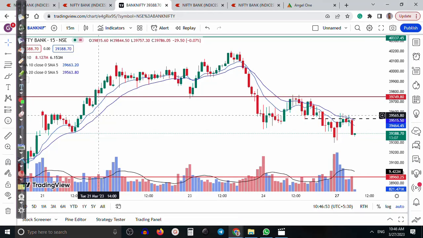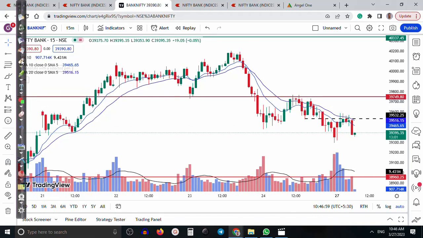Alright guys, in this video I'll show you exactly where I will enter in Bank Nifty. So let me explain first. Bank Nifty is running a downtrend. It's a clear downtrend, creating a lower low, lower high, and a lower low. And finally, we have seen some pullback in this area.